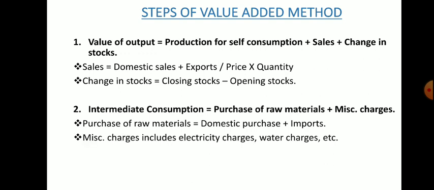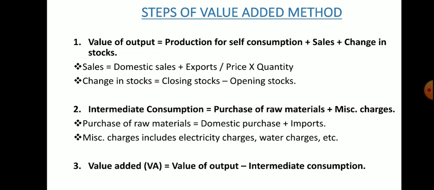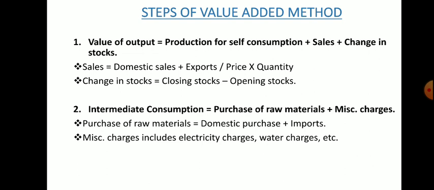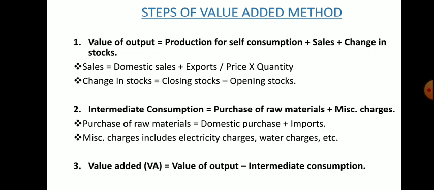Purchase of raw material will be what? Again, let me tell you, domestic purchase plus import. And there might be some miscellaneous charges, as I said, electricity bill, telephone bill, water charges, etc. So once you add on these two, you will get what? Intermediate consumption.